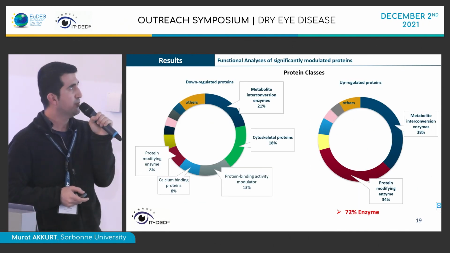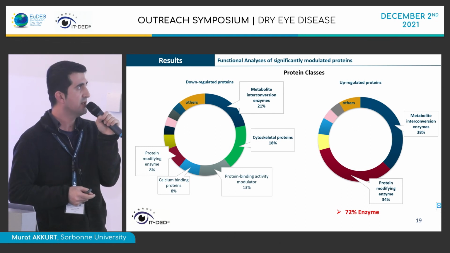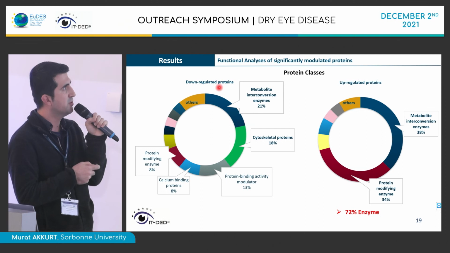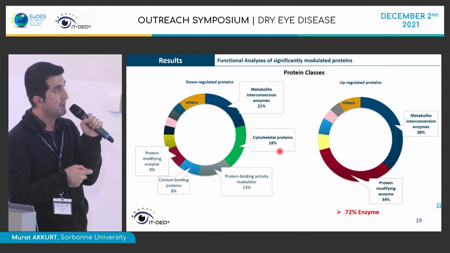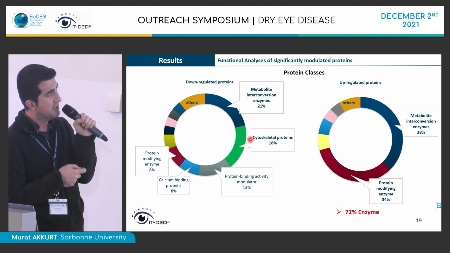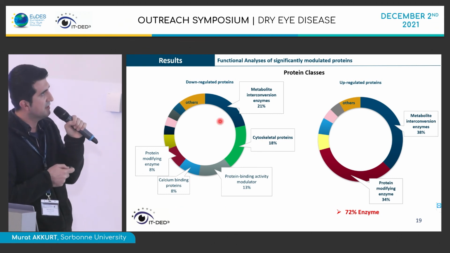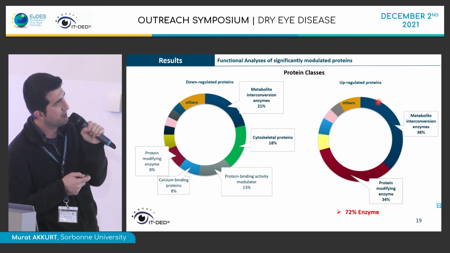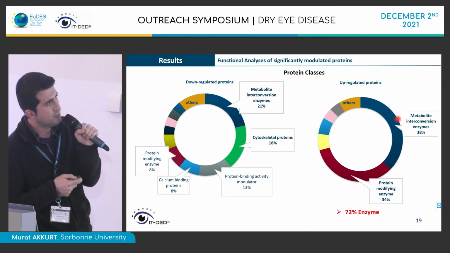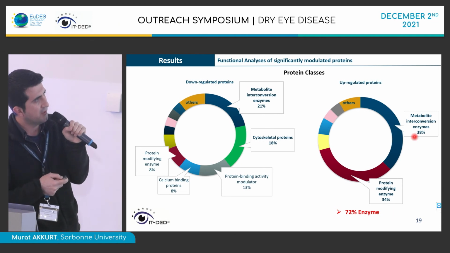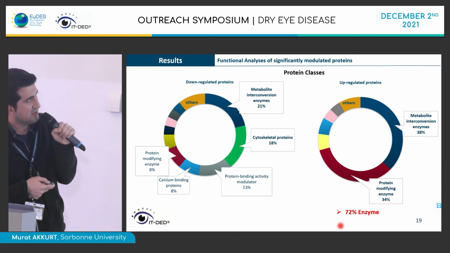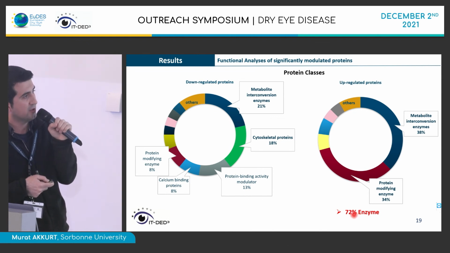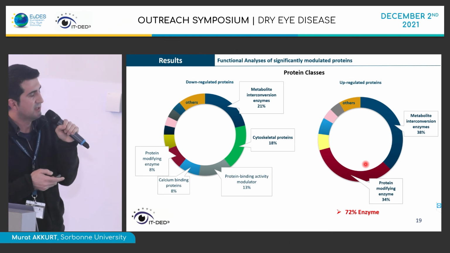When we analyzed the protein classes of these significantly modulated proteins, in downregulated proteins we see metabolite interconversion enzymes and cytoskeletal proteins. Interestingly, they were major classes among different other classes. However, when we evaluated the upregulated proteins, we see the two major classes are both enzymes, and the enzymes in these upregulated proteins are responsible for 70% of all these proteins.